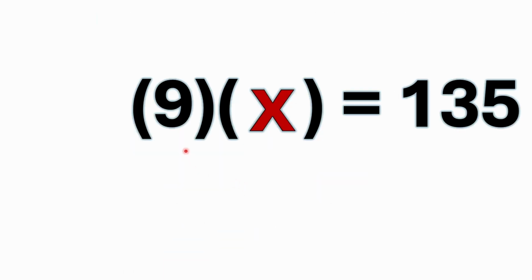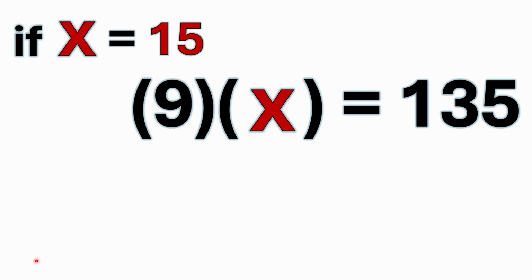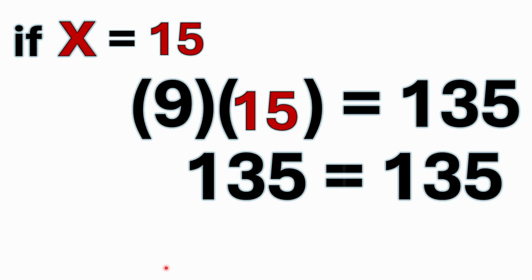So our equation: 9x equals 135. Let's check if x equals 15 is correct. To check, we're going to substitute the value of x, which is 15. So we replace x by 15. Okay, so now we have 9 times 15 equals 135. Now 9 times 15 equals 135, and it is equal to 135.